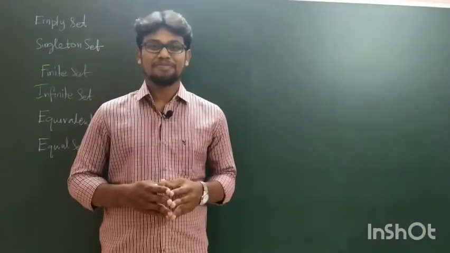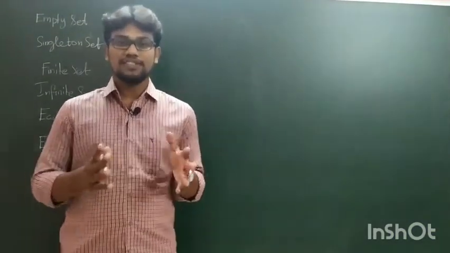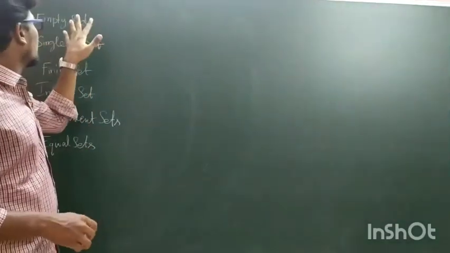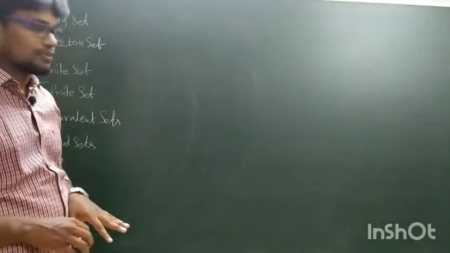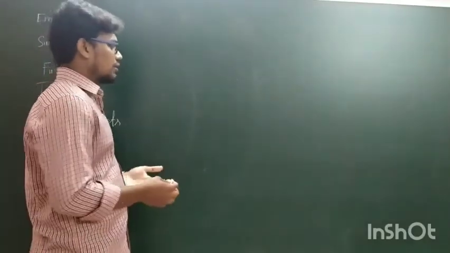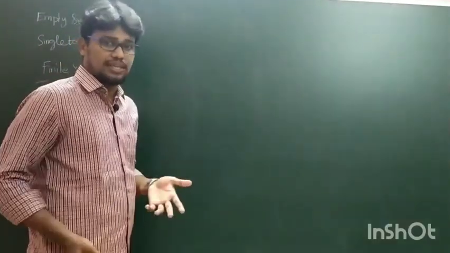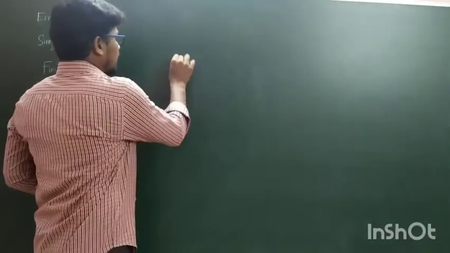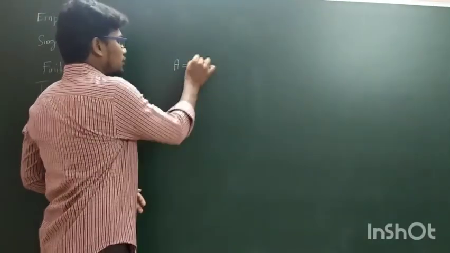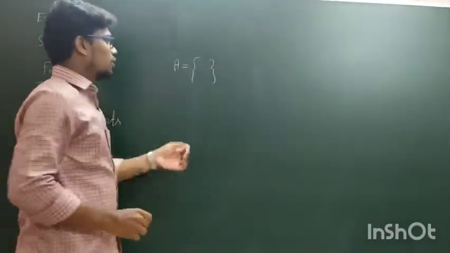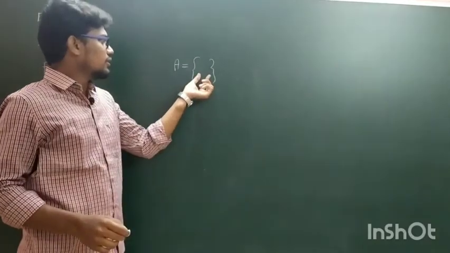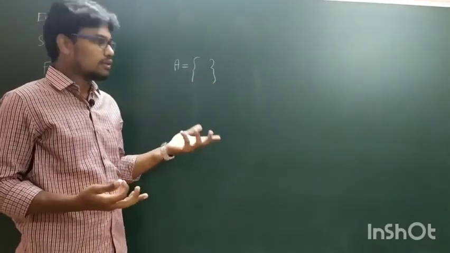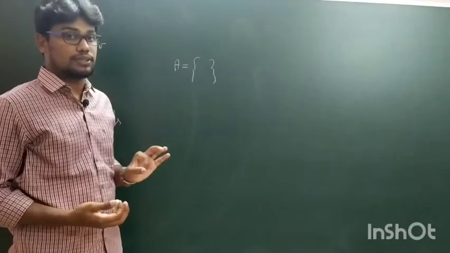Hello everyone. So now let us see some kinds of sets. First one, let us say, what is called an empty set? A set which has nothing is called an empty set. Say let A be an empty set, then we denote it by this symbol, which means it is a set. Inside the set there is nothing, right? So this is called an empty set.